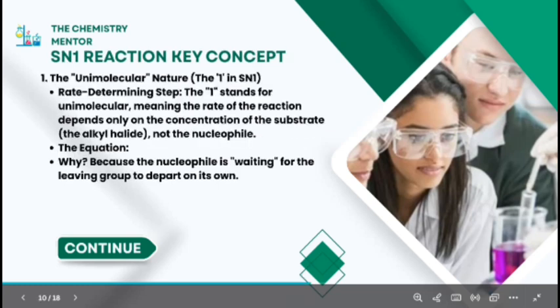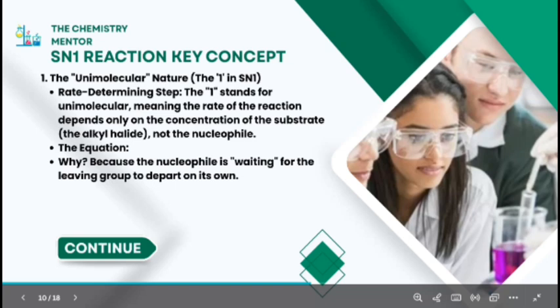The other key concept will be the unimolecular nature, the 1 in SN1. The 1 is actually representing its unimolecular nature. Rate determining step: this 1 stands for unimolecular, meaning the rate of the reaction depends only on the concentration of the substrate, the alkyl halide, not the nucleophile.